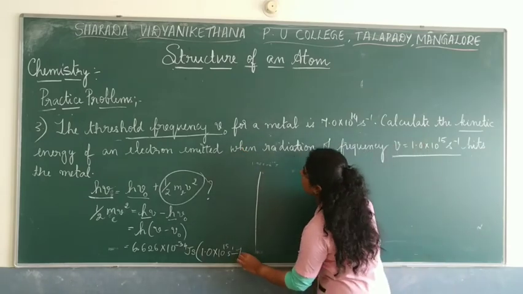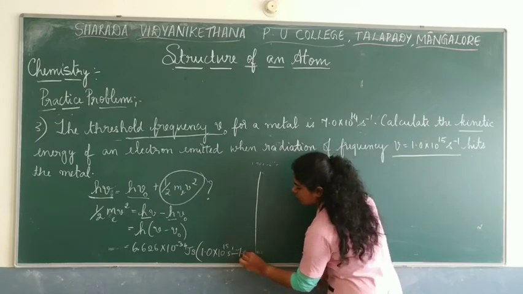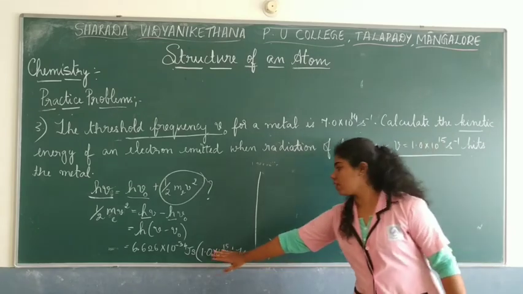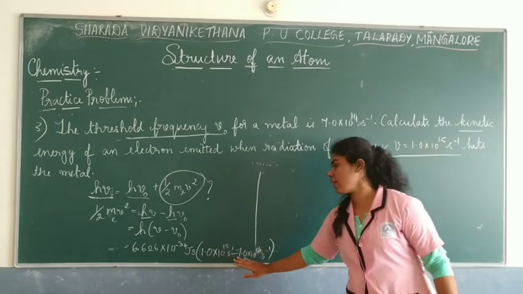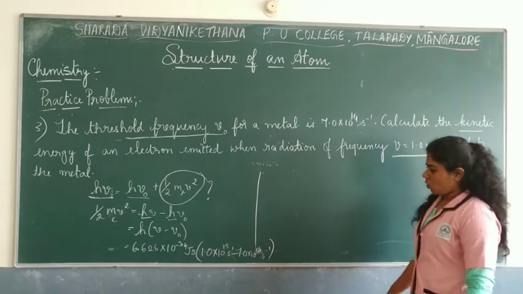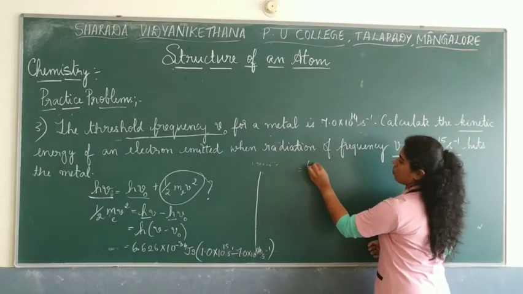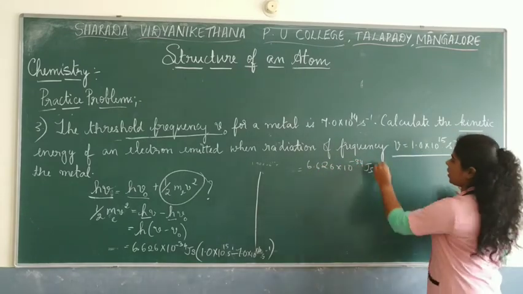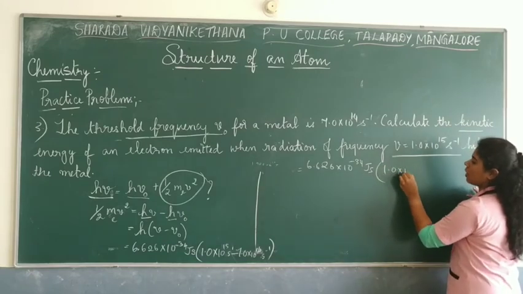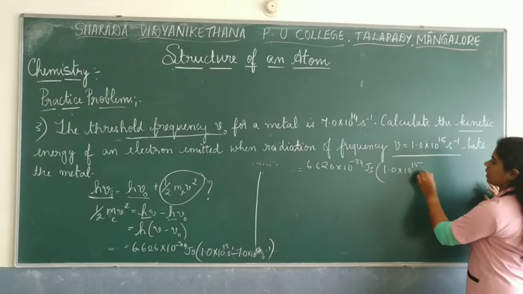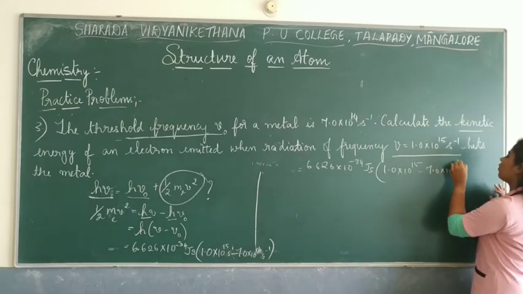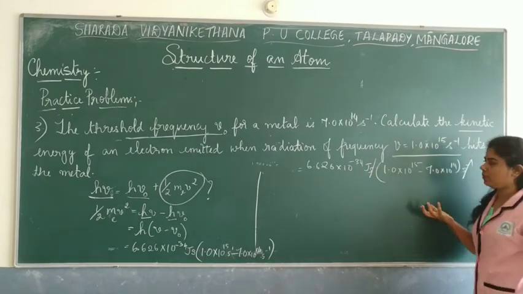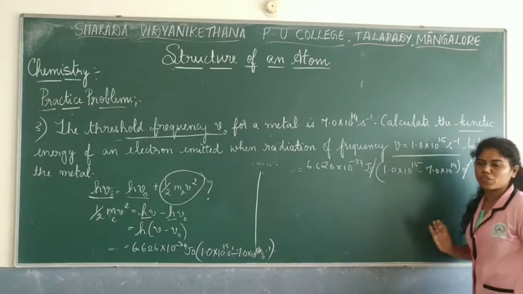So, how much is it? 7.0 into 10 to the power 14 second inverse. Hope this is clear. First the frequency is given, minus the threshold frequency. Now, as you can see there, 6.626 into 10 to the power minus 34 joule second is present. Here 1.0 into 10 to the power 15, and here there is 7.0 into 10 to the power 14 second inverse. Altogether it is second inverse, so seconds get cancelled. So whatever answer you get, it will be in the form of joules.